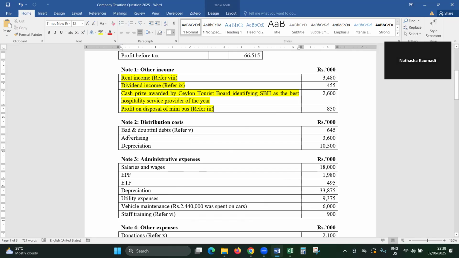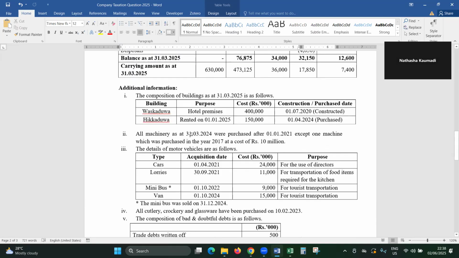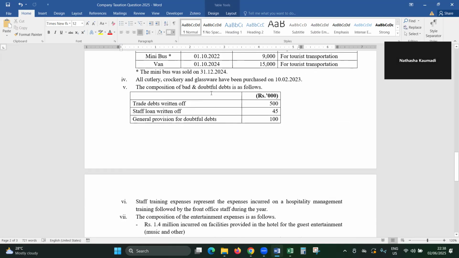Distribution cost: you have bad and doubtful debts, refer note number 5. Go to note number 5. Okay. Composition of the bad debts: you have trade debts written off, staff loan written off, and general provision of doubtful debts. Basically, in taxation, general provisions for doubtful debts are not allowed to deduct. Those are general provisions. And also, staff loan written off value is also not allowed to deduct because it is not effectively connected to the business, that is about staff loans. Only trade debts written off is allowed to deduct.